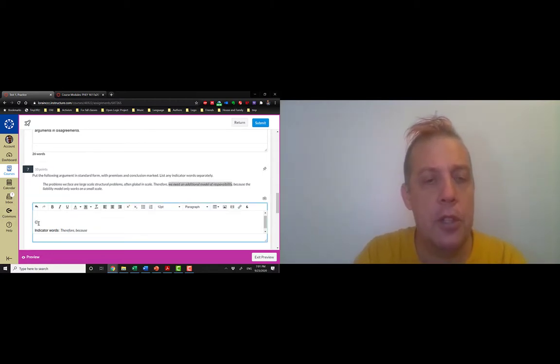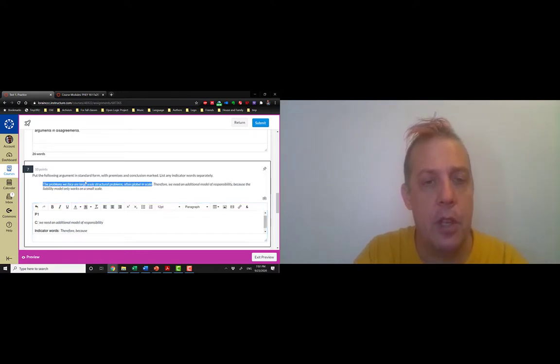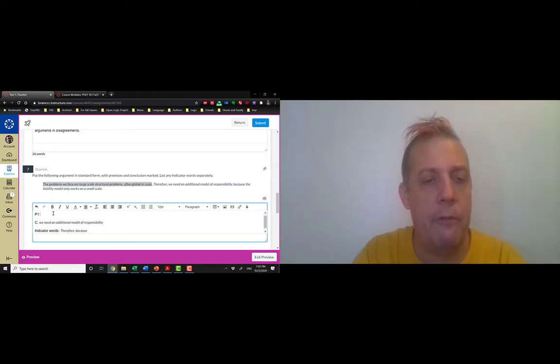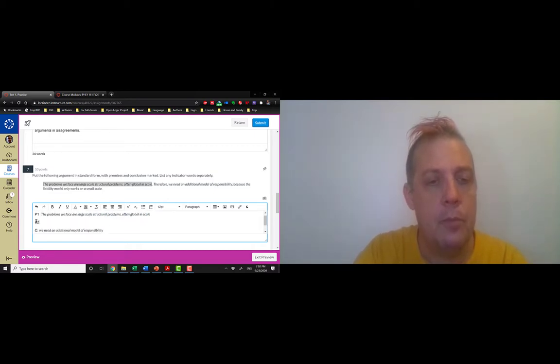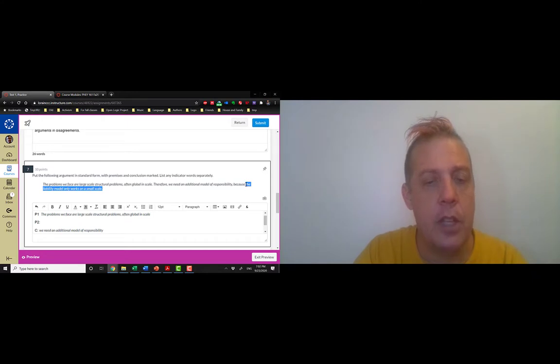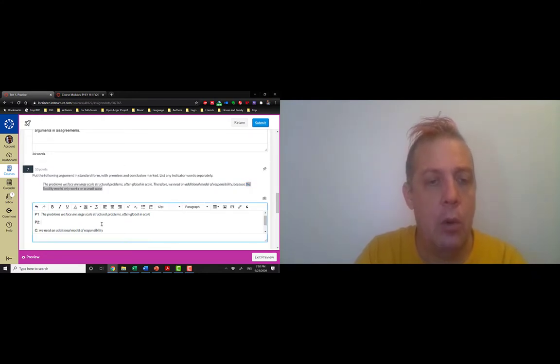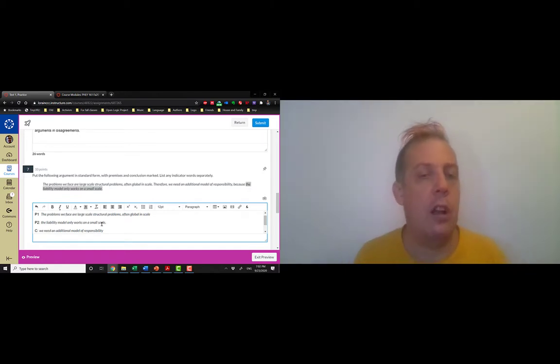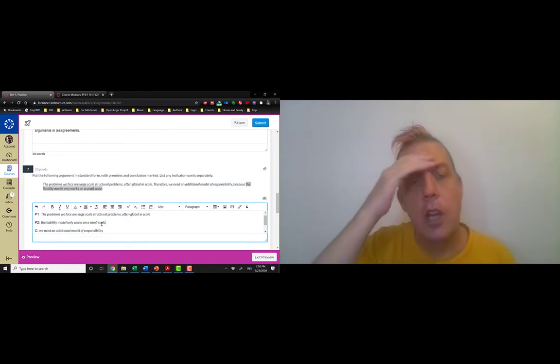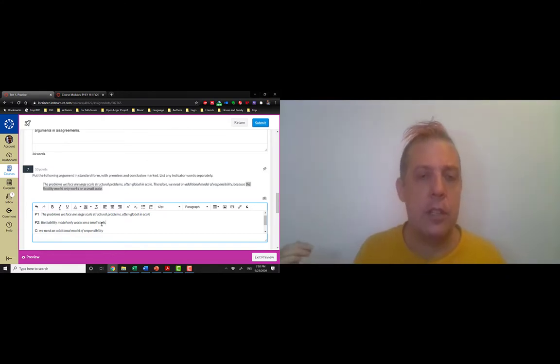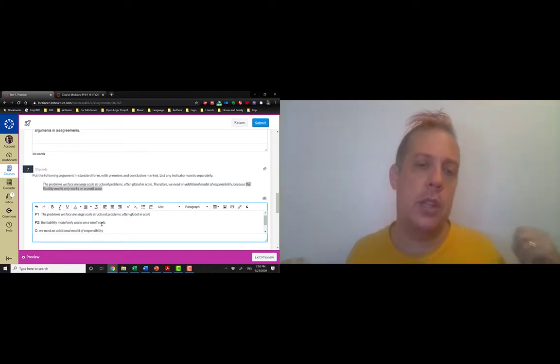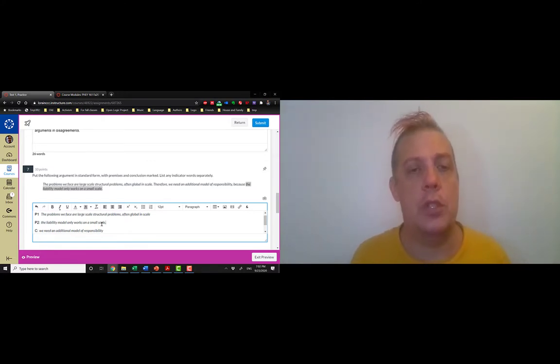So this is going to be the conclusion: we need an additional model of responsibility. And then the other two sentences are premises. P1: The problems we face are structural, often global in scale. And P2: The liability model only works on a small scale. I'm cutting and pasting here. You are welcome to cut and paste. You can also type things out and paraphrase and shorten them if you want to do that. The important thing is that every element of the argument has to be a complete sentence. It has to be a statement that can be true or false, because that's what arguments are composed of.